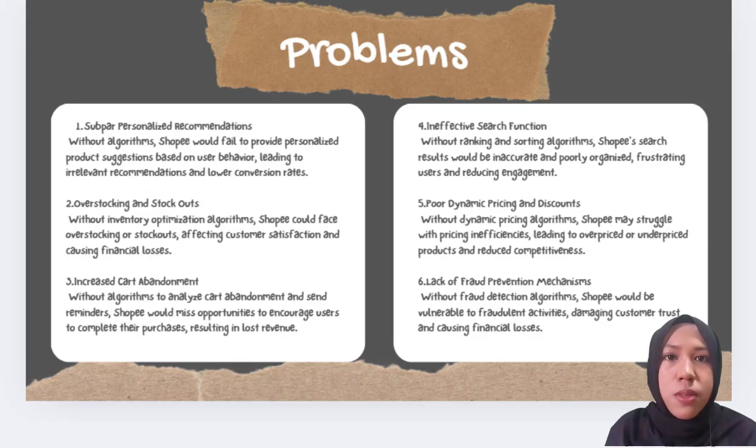There are several problems that may arise without the implementation of computational mathematics. First is super-personalized recommendation. Without algorithms, Shopee would fail to provide personalized product suggestions based on user behavior, leading to irrelevant recommendations and lower conversion rates. Second is overstocking and stockouts. Without inventory optimization algorithms, Shopee could face overstocking or stockouts, affecting customer satisfaction and causing financial loss.